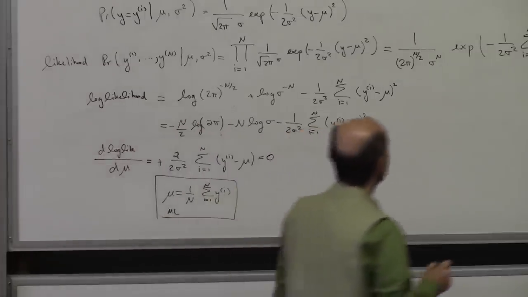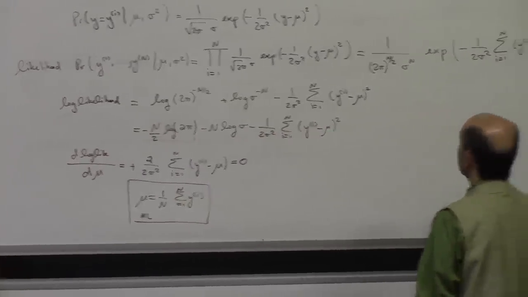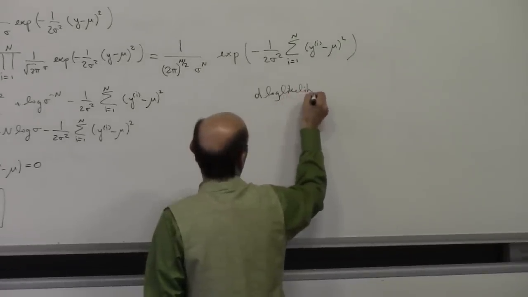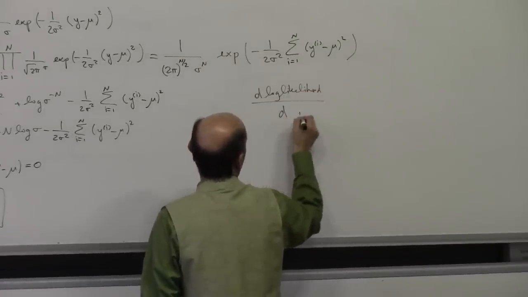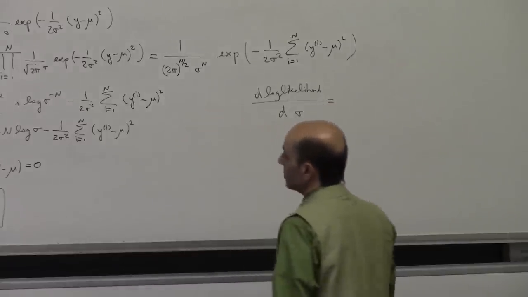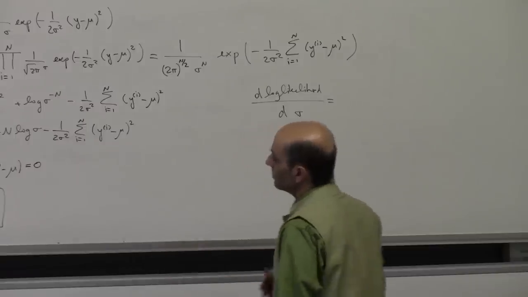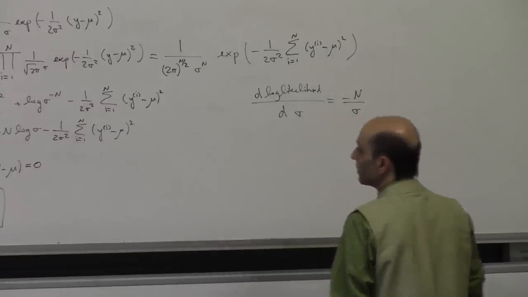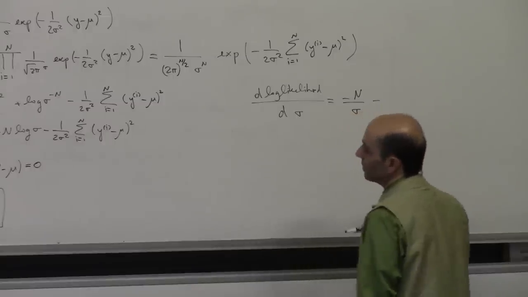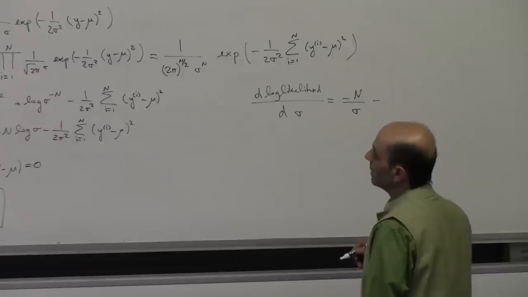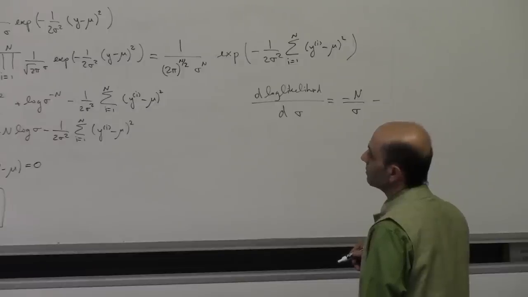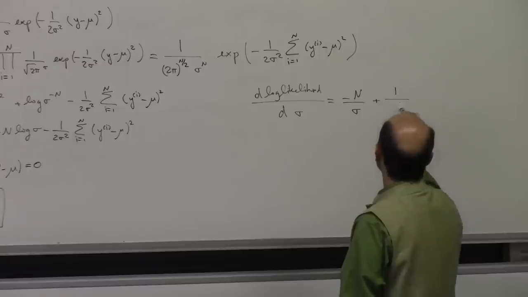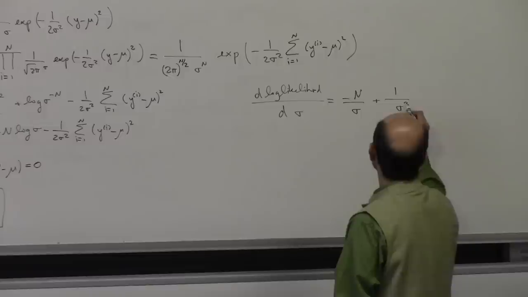Let's find the estimate of the variance. So we want to find the derivative of the log likelihood with respect to sigma. So I want to find the derivative of this with respect to sigma. I get minus n over sigma minus sigma to the minus 2. Minus 2 comes in the front. I get a minus 3. So I have plus 1 over sigma cubed.